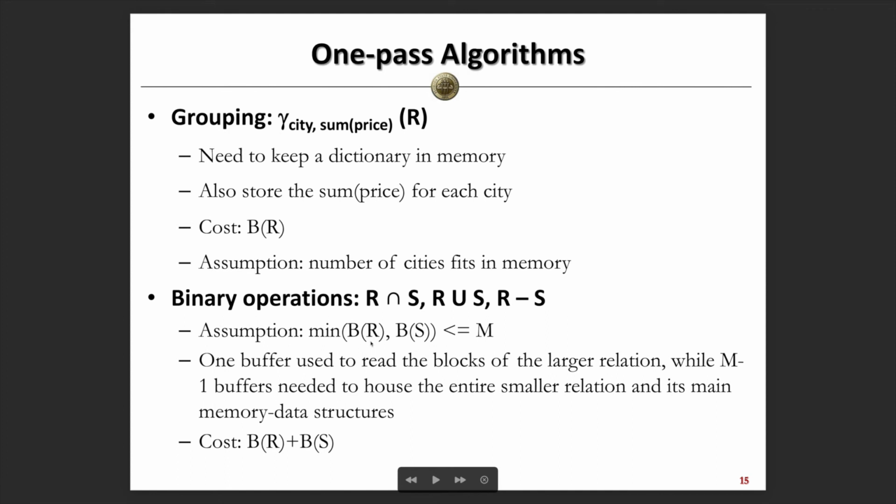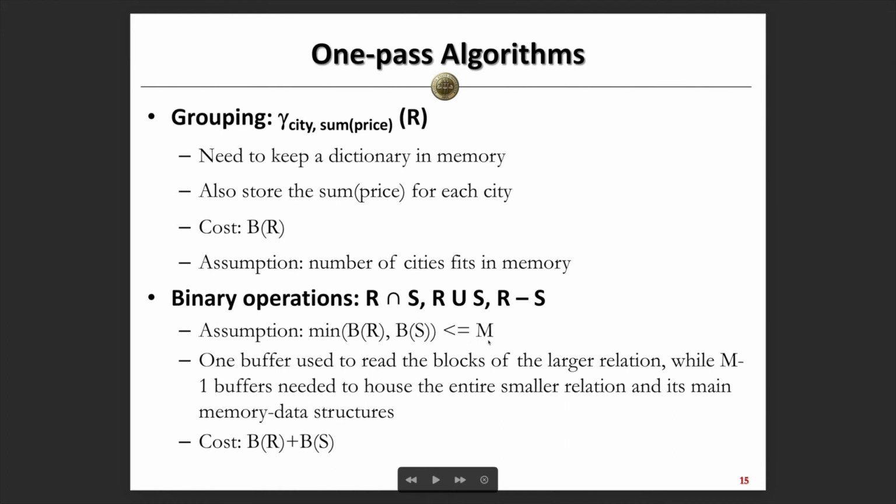B(R) denotes the number of blocks for storing R, and B(S) denotes the number of blocks in S. We need to ensure that the smaller of these two relations, in number of blocks, is no greater than the number of blocks we can store in the memory. This M denotes the blocks in the memory.